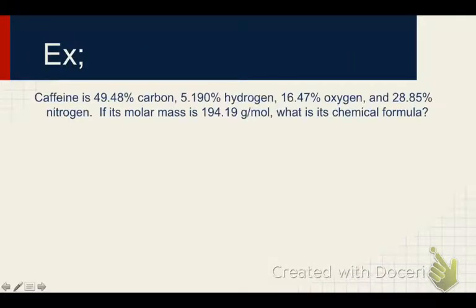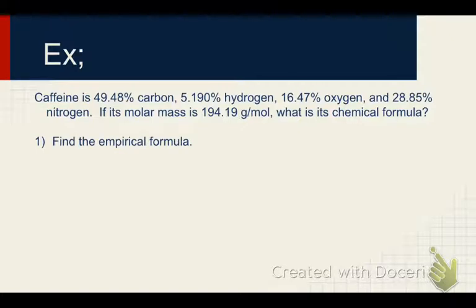It's about caffeine. And I've got a percent composition here. It says caffeine is 49.48% carbon, 5.190% hydrogen, 16.47% oxygen, and 28.85% nitrogen. If its molar mass is 194.19 grams per mole, what is its chemical formula? And I have some steps here for you to work this out. So write these down and then we'll do them.